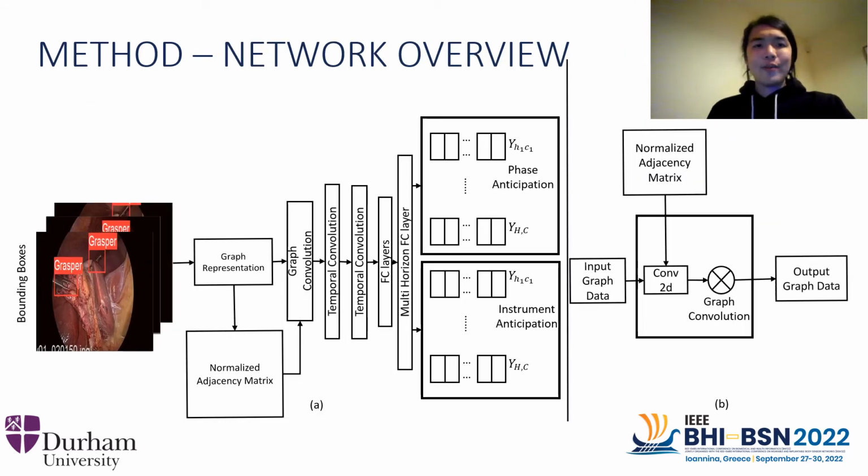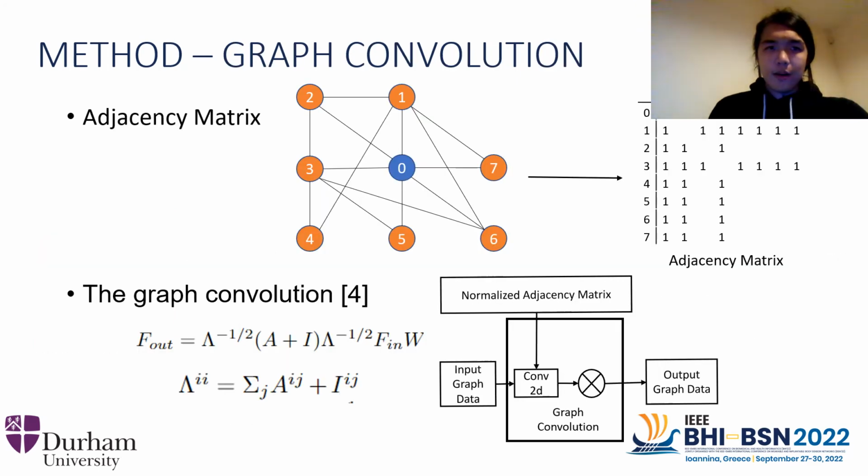Then, we will talk more about our network architecture. After getting our graph representation, we will input our graph data into graph convolutions to model the relationship between nodes within each frame, and then use temporal convolutions to model the temporal relationships between different frames. Finally, we will get our final anticipation results through two fully connected layers. More details about our network architecture can be found in our paper. We will only show the details of our graph convolution today.